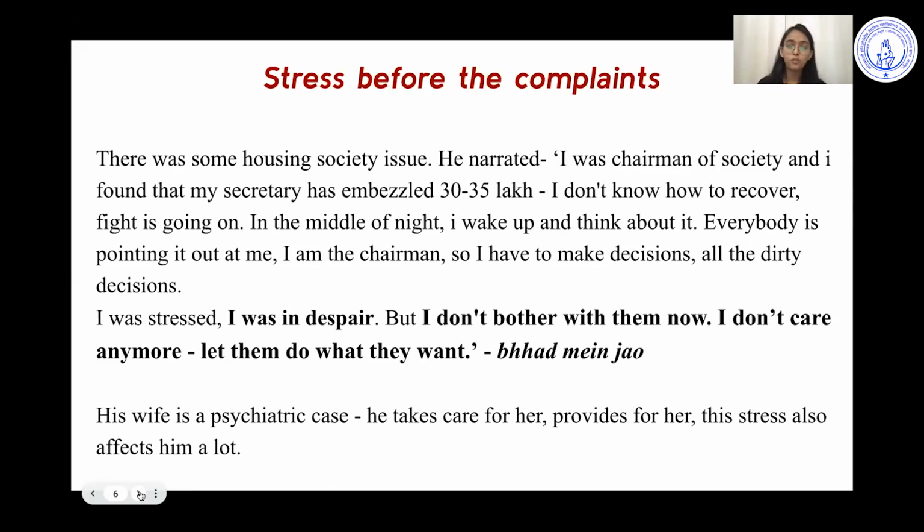He was so stressed because his wife was also a patient and he had to care for her a lot. On one side, his family issue was there: he had to take care of his wife and his house. And the other part was the society issue. So he was in the middle of a struggle. And when it became too much for him, he said, "Bhad mein jao," just do what you want, don't bother me. These were his exact words: I don't bother with them, I just let them do what they want to do.